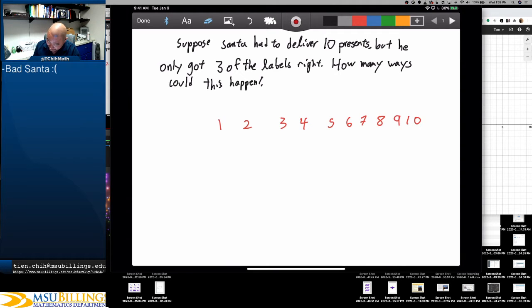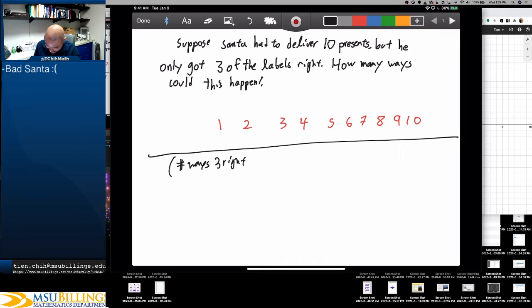So when we want to think about what's happening here, we need to think about the number of ways to get 3 right times the number of ways to get 7 wrong. We take the product of those things because they're happening at the same time, and so we need to count these 2 things separately.